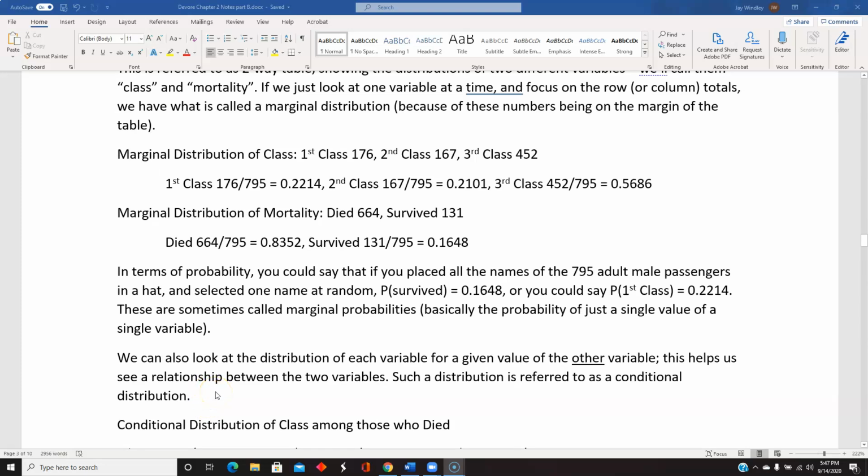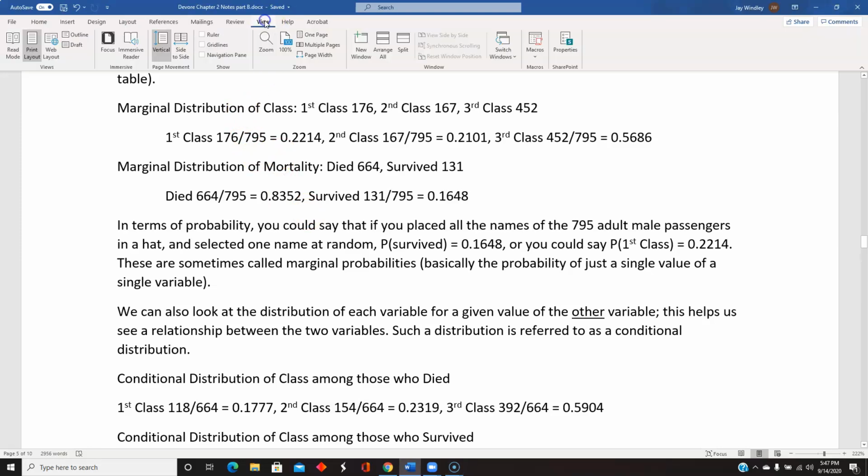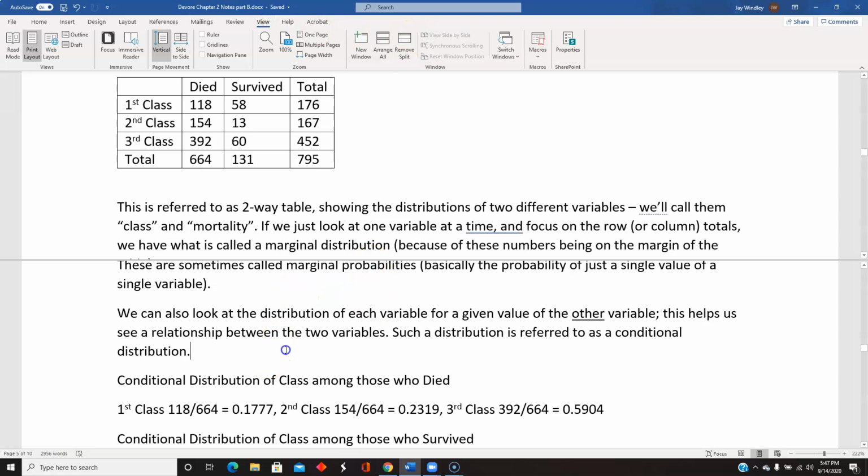It's more interesting, however, to look at the distribution of each variable given a particular value of the other variable. Now, this is a lot more writing, but it's much more interesting, and this helps us investigate relationships between variables, and such a distribution is referred to as a conditional distribution. A conditional distribution of class among those who died. So I'm going to go split screen for a second so you can see the table along with the notes. So there's the table. So conditional distribution of class among those who died.